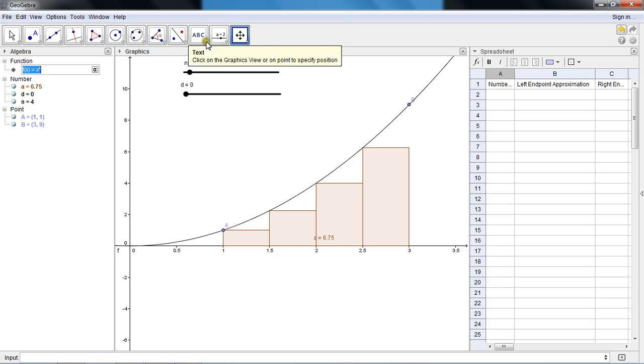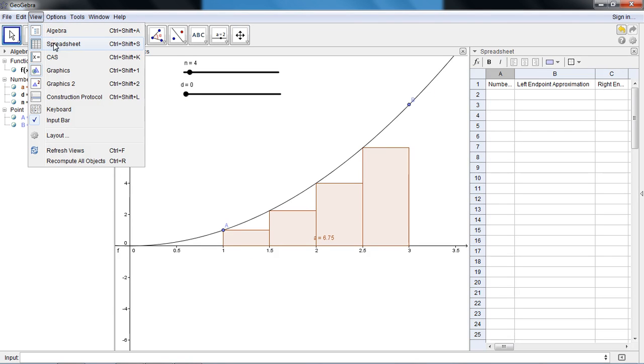Additionally, I have set the zoom to be at an appropriate level, and I moved my points A and B to be at 1 and 3, my starting point and my ending point for the area under the curve. So as it's set up now, I have my number of rectangles. I'll click to move here. The number of rectangles is 4. I've set D at 0, and so that's going to set the height of the rectangle to be given by the left endpoint approximation.